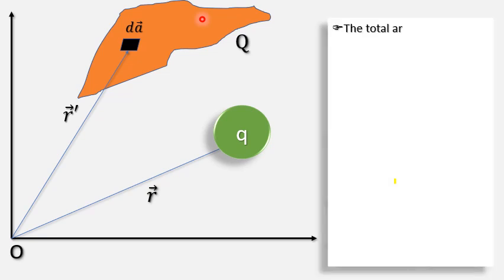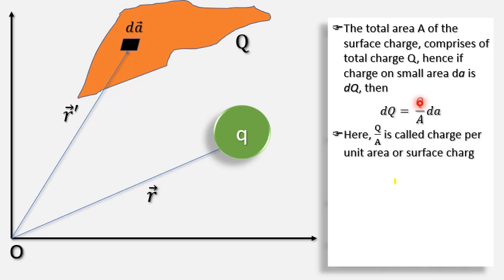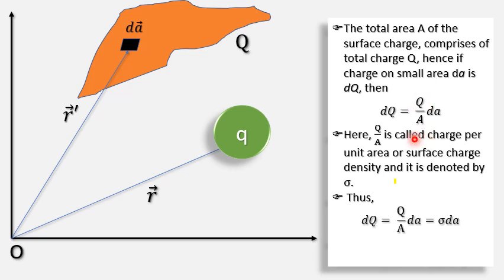How much is the charge on the area dA? Again we apply a simple logic: the total area has the total charge. So the charge on small area dA can be given as Q by A into dA. dq is equal to Q by A dA. Now here Q by A is the charge per unit area, which is called surface charge density, and it is symbolized by sigma. So if we replace Q by A with sigma, we have dq is equal to sigma dA.